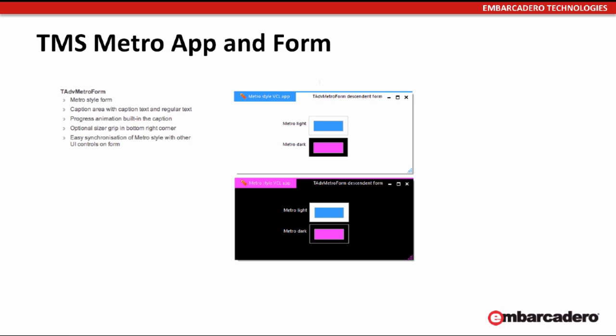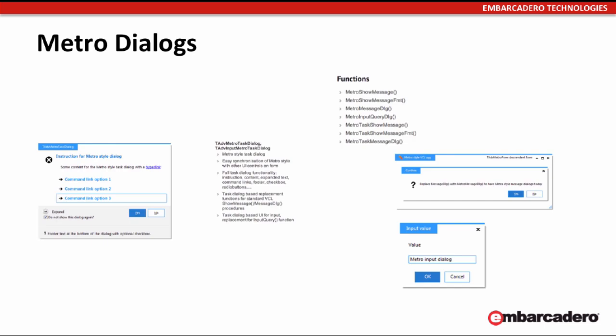So TMS Metro App and Form is the first set of controls that you'd use. Of course, dialogues are an important part of that look and feel too. So this includes Metro tasks and input dialogues. Basically, you can see there the different functions you would call to get a Metro dialogue, including show message and various other types of input dialogues.